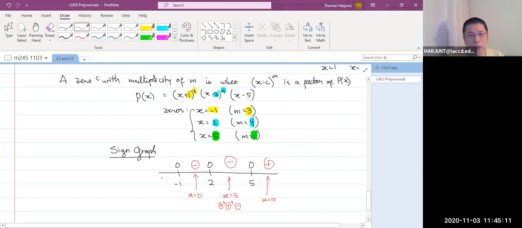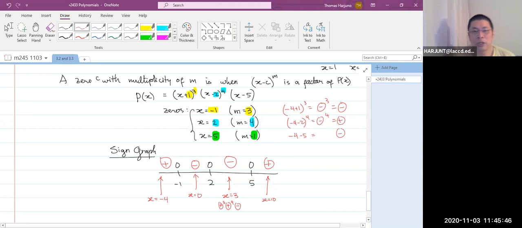Finally, when x equals to, let's say, -4, you plug that in. -4 plus 1 to the power of 3, that's negative to the power of 3, that's negative. And -4 minus 2 to the power of 4, that's negative to the power of 4, that's positive. -4 minus 5, that's negative. So you get negative times positive times negative, that's positive.